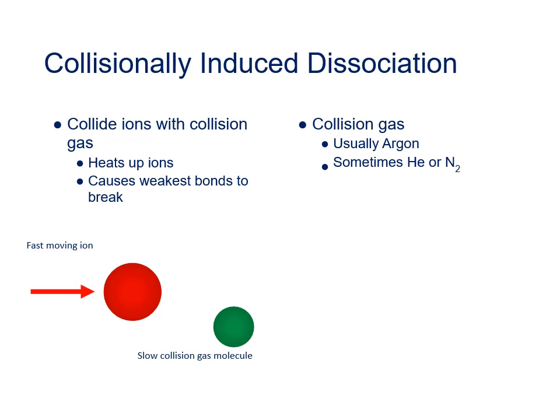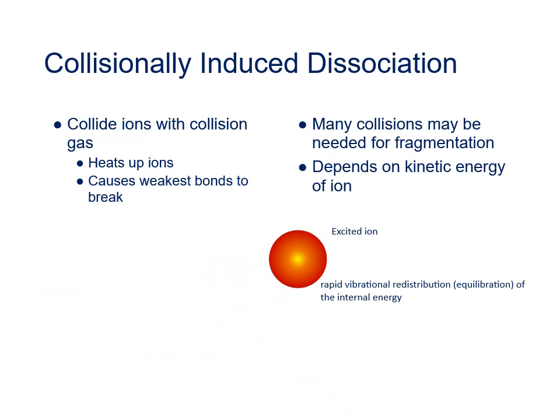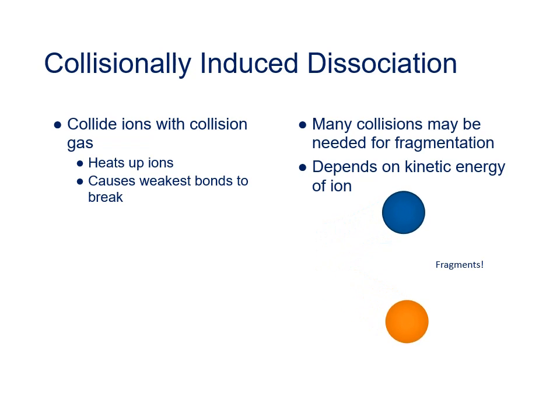In collisionally induced dissociation, we collide our ions with background gas molecules, and this has the effect of heating up the ions, causing the weakest bonds to break. Normally, argon or nitrogen is used as the collision gas in these experiments. In the most common way that CID is implemented, each collision alone provides only a small amount of energy, so many collisions are needed to raise the internal energy of the molecule high enough to induce fragmentation.